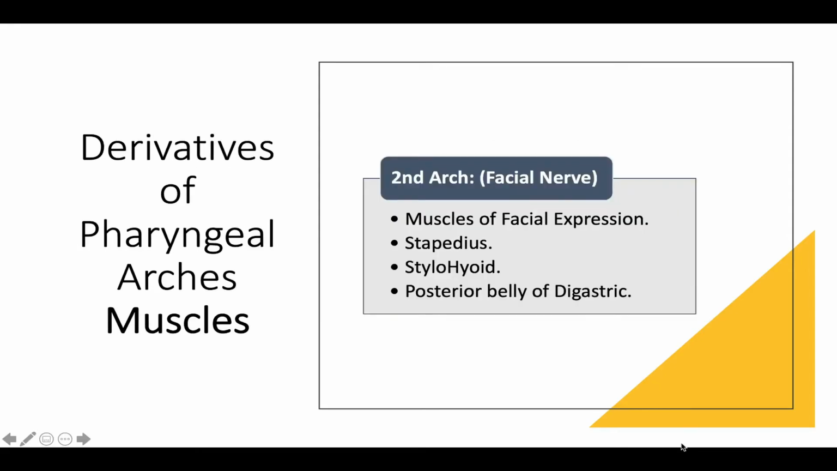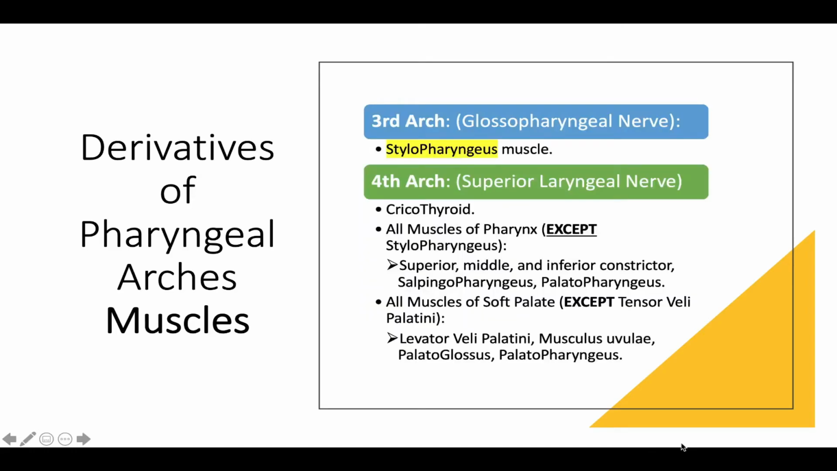Anterior belly of the digastric is an important muscle to remember. The second arch, which has the facial nerve as its nerve, the muscles are the muscles of facial expression, stapedius, stylohyoid, and the posterior belly of the digastric. The third arch, which has the glossopharyngeal nerve as its nerve derivative, the muscle is the stylopharyngeus muscle, and I highlight it here because it's very important and commonly asked in MCQs and so on. Fourth arch, by the superior laryngeal nerve of the vagus nerve, has the cricothyroid.